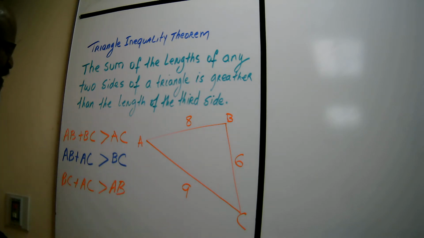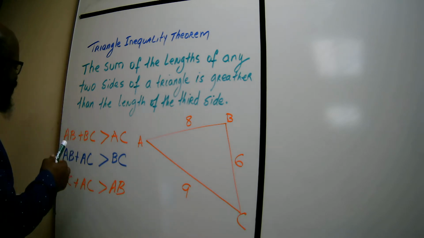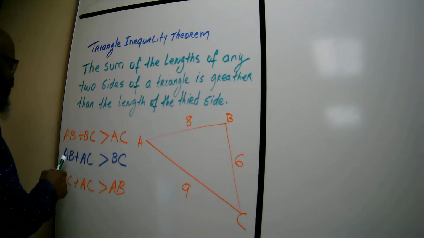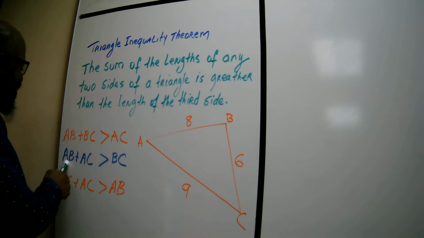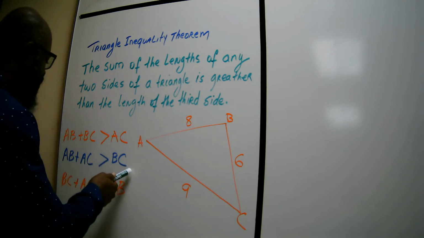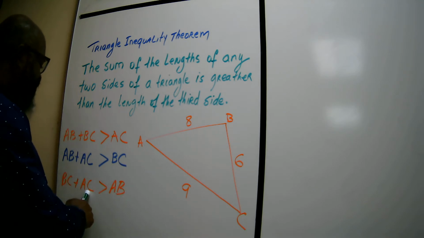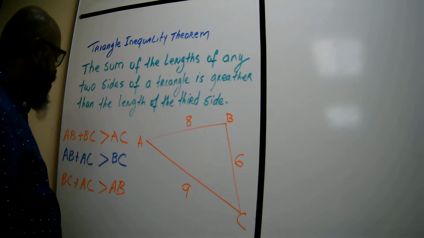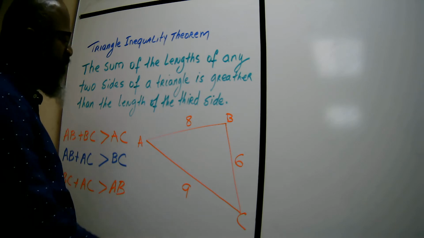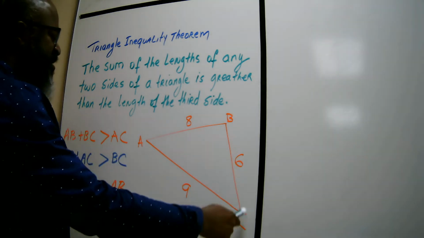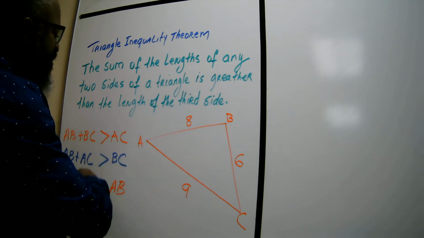So in this case, if you add the length of AB plus BC, it must be greater than AC. If you add the length of AB plus AC, it must be greater than that of BC. And if you add length BC plus length AC, it must be greater than AB. In this case, we are given side AB, which is 8 units, BC 6 units, and AC 9 units.